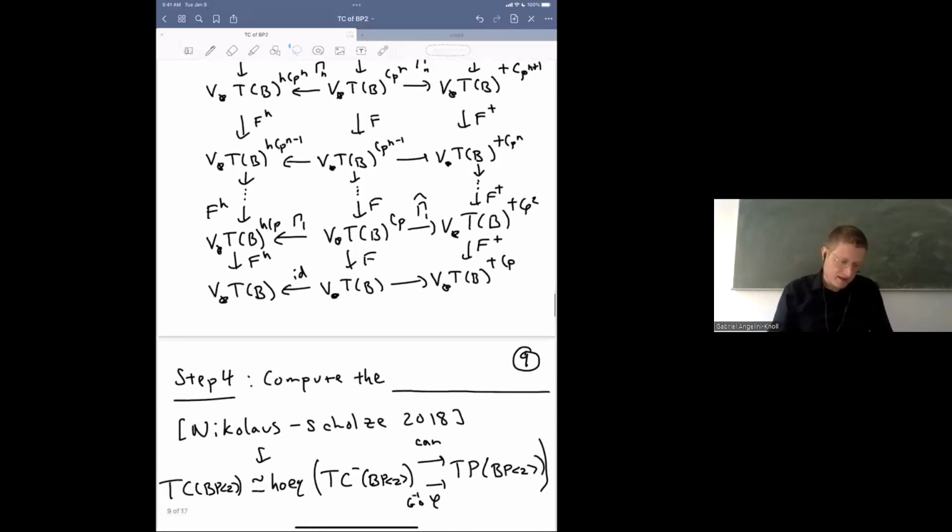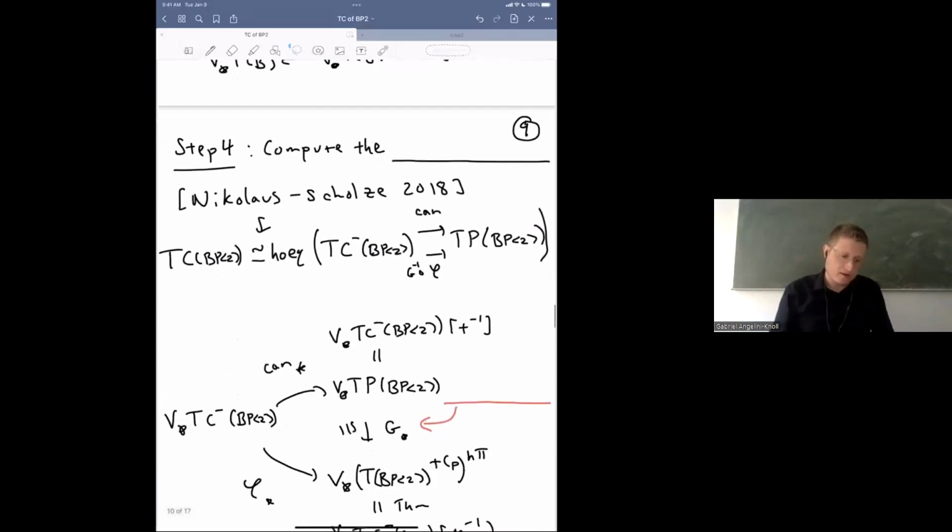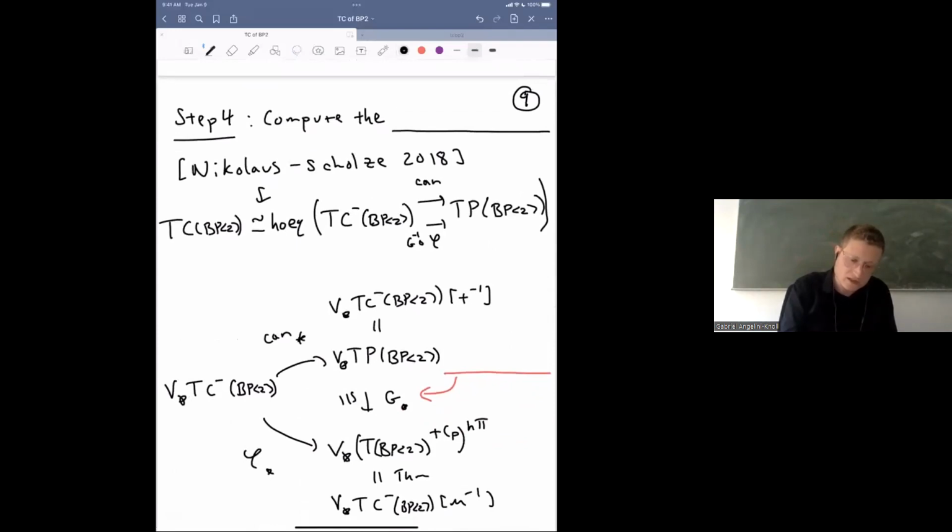And then the next step is to compute the following homotopy equalizer.